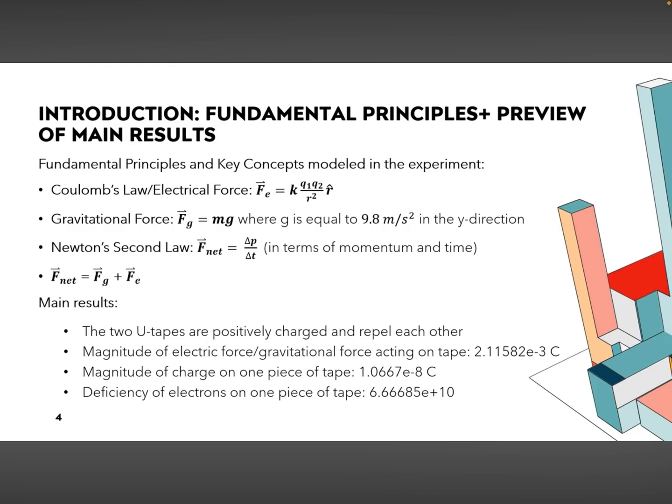Written down below, we have a few main results that we concluded: the two U-tapes are positively charged and repel each other. We also have written both the magnitude of the electrical force and the gravitational force, the magnitude of the charge on one piece of tape, and the deficiency of electrons on one piece of tape.